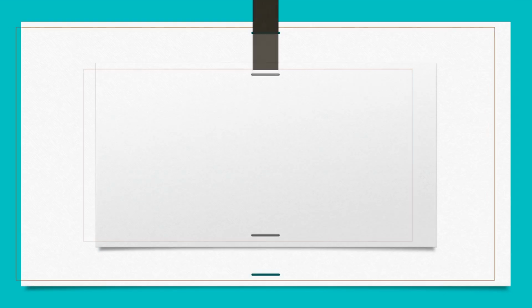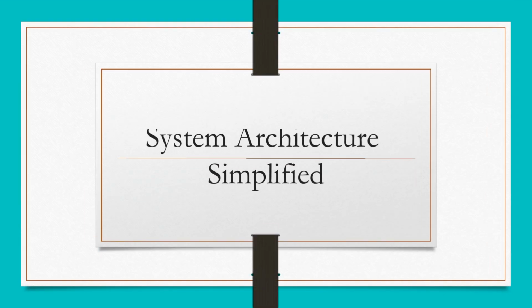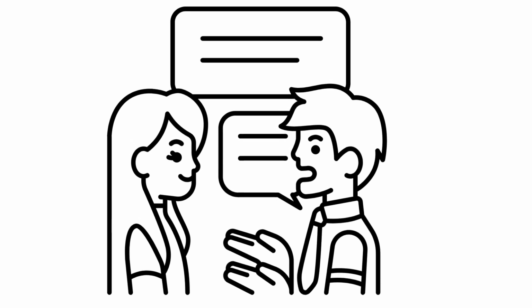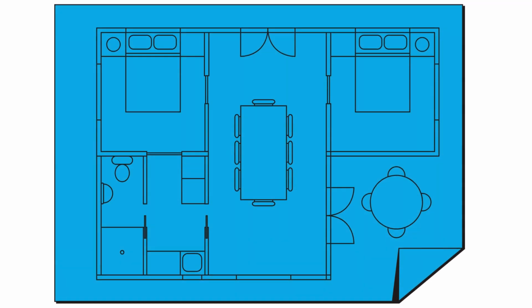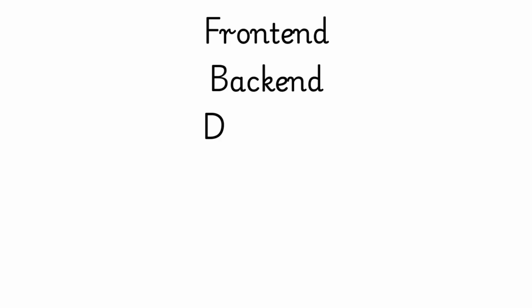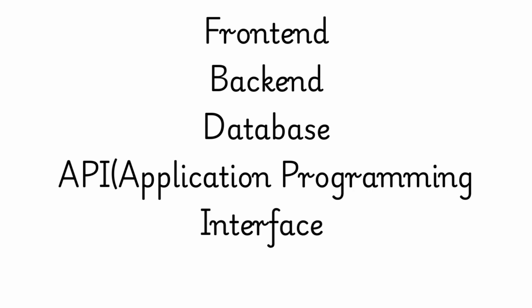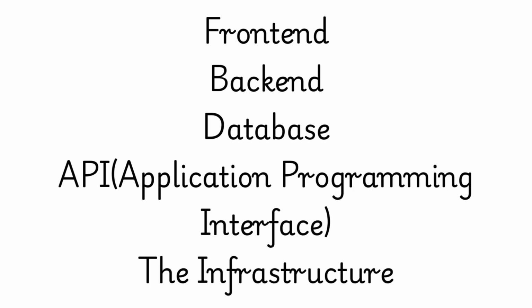Today, we're breaking down system architecture in the simplest way possible so you can explain it confidently even if you're not writing code. Think of system architecture like the blueprint of a house. It shows what rooms exist, how they connect, and how people move through them. In software, those rooms are components like the front end, the back end, and the database. Now, let's look at each of these components one after the other and simplify them.